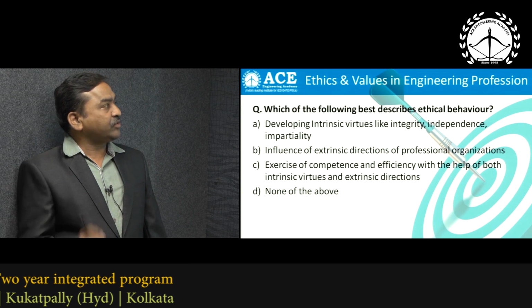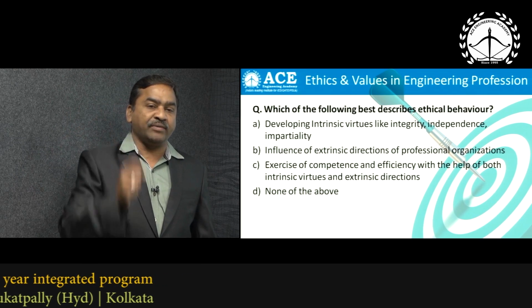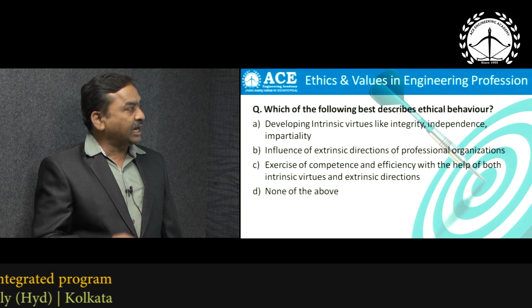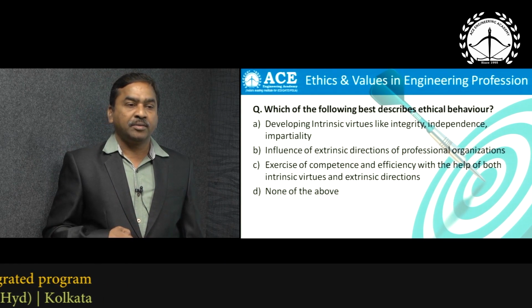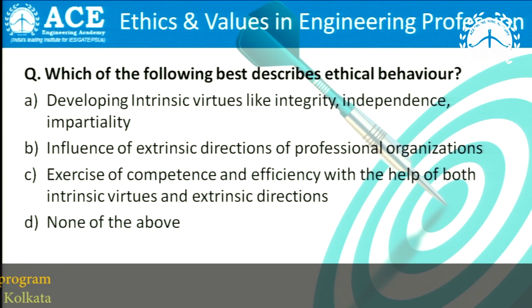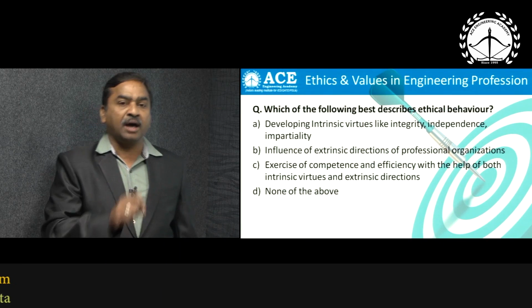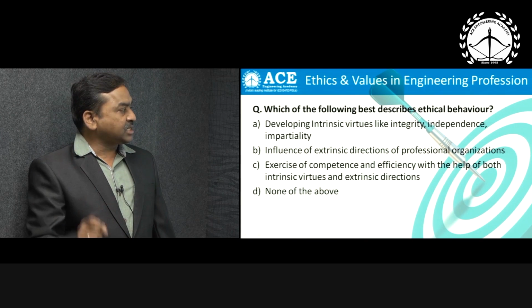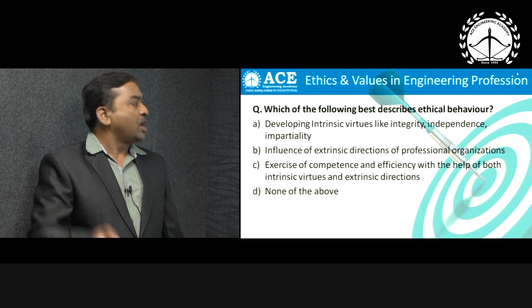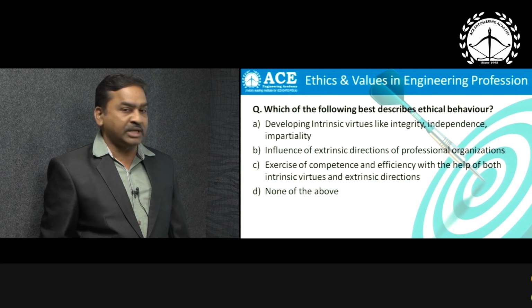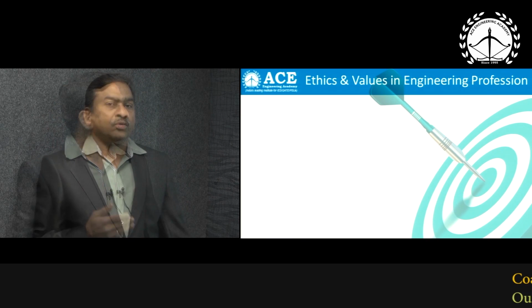Another question: which of the following best describes ethical behavior? Part of ethical audit once again. Developing intrinsic virtues like integrity, independence, impartiality. My dear friends, virtues we develop on our own. This won't support complete ethical behavior. Influence of extrinsic directions of professional organizations. Only professional organizations cannot dictate everything. Exercise of competence and efficiency with the help of both intrinsic virtues as well as extrinsic directions by professional bodies. C is the choice here. We'll see another question.